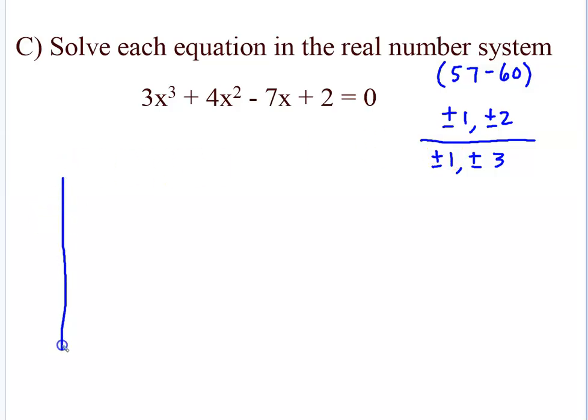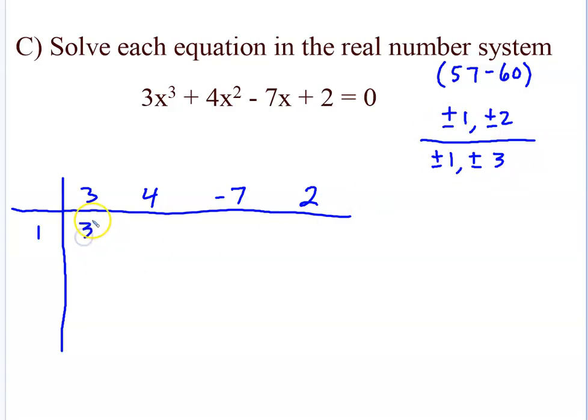And we're going to set up synthetic division. So 3, 4, -7, 2. Careful that you didn't jump over any missing exponents. 3, 2, 1, constant. Okay, and just start testing. You can start anywhere you want. 1 comes out of this, so bring down the 3.